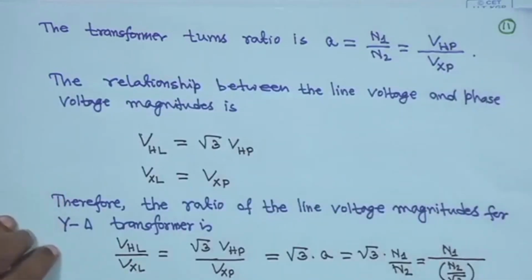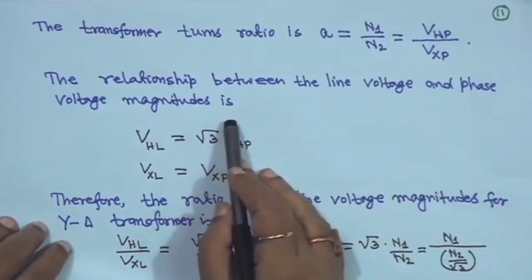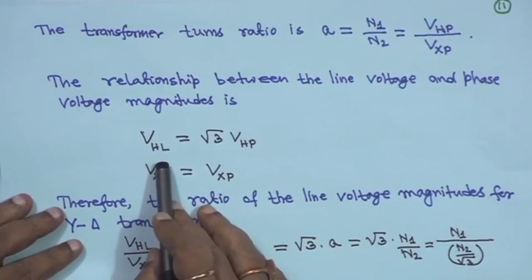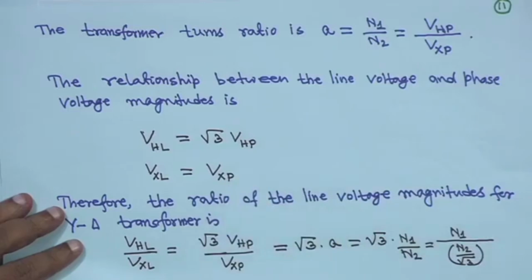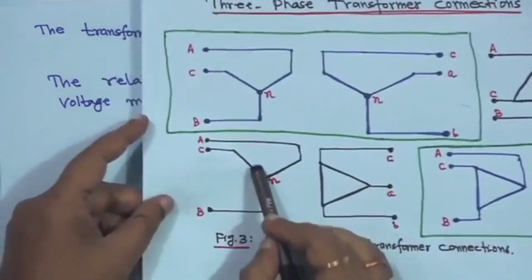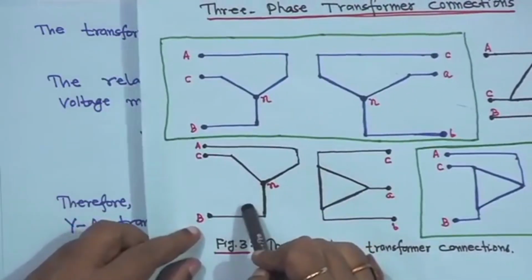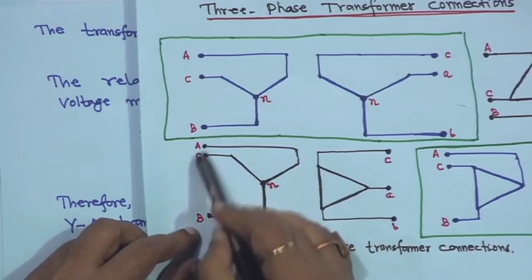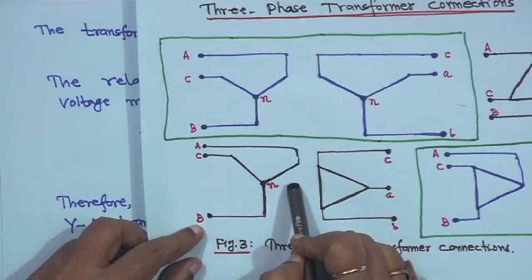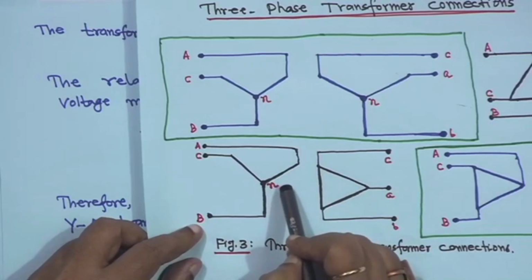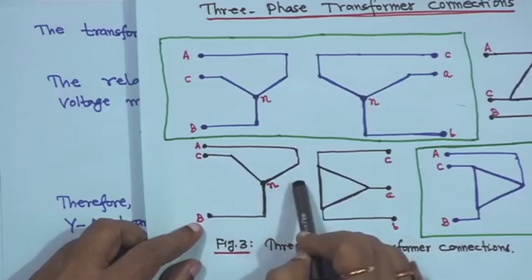The relationship between line voltage and phase voltage magnitude is that the high voltage side line voltage is equal to √3 times the high voltage side phase voltage. For example, if this is your high voltage star side, your VAB is equal to √3 times VAN, because they are balanced, and I am taking magnitudes only, or √3 VBN or √3 VCN.